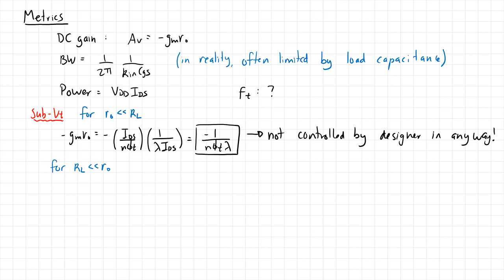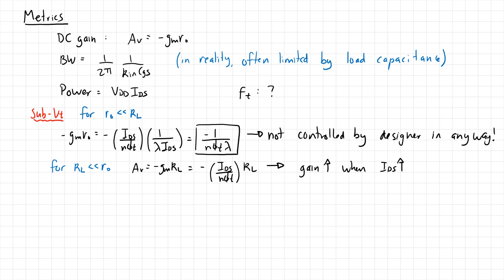Okay, so now let's analyze the other case, for RL much less than R0. Let's say we have a load resistance that is much less than the intrinsic internal resistance of the amplifier. Then our gain is minus GM times RL, which is equal to minus IDS over N phi T in subthreshold times RL. This is normally what we more expect. The gain will increase when the drain to source current in our transistor increases.